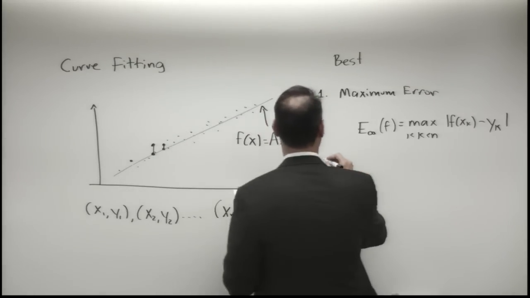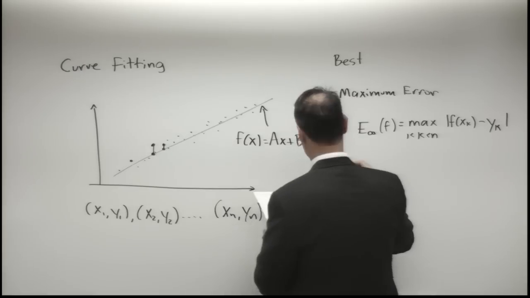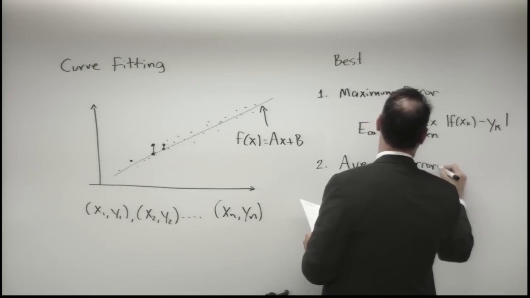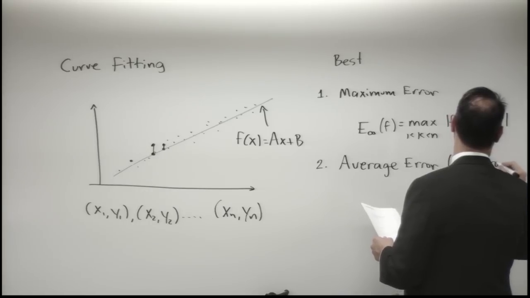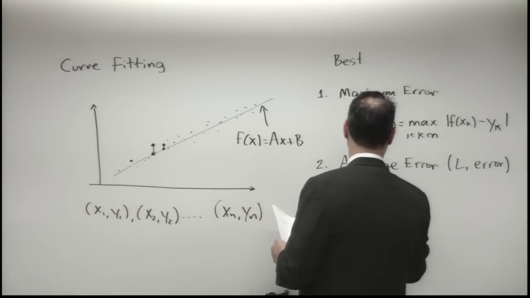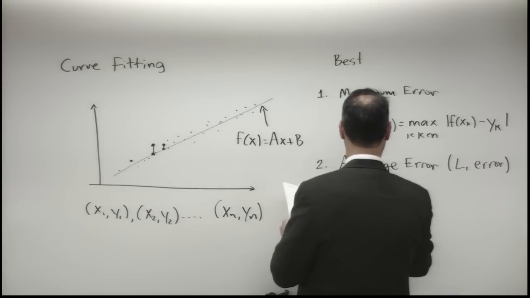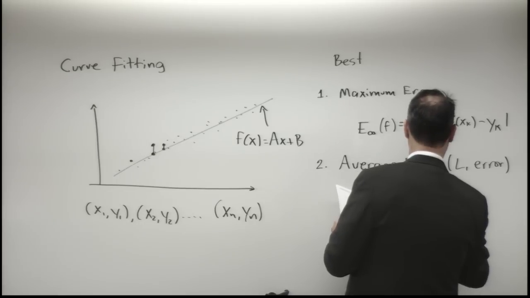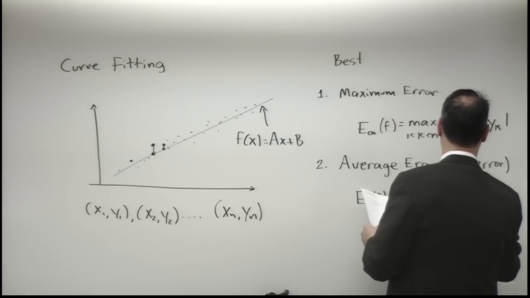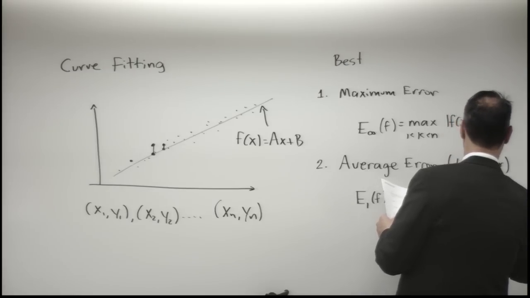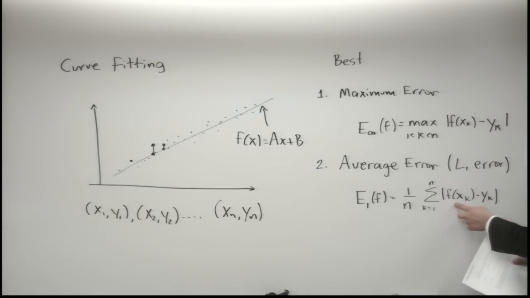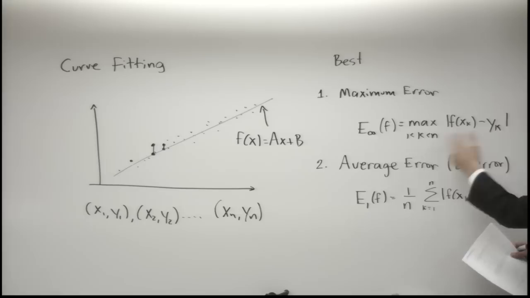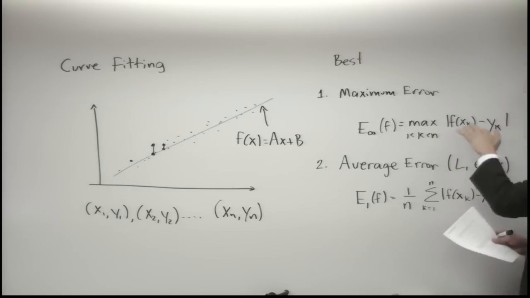Second, another possible error measure is called the average error, sometimes also called the L1 error. And this is defined as the following. E1 for the L1 of f is equal to, here's what you do. You sum over all the points, so you take your point minus the data point, so this distance. It's the same like this, but here what it's just saying is find which point has the most error and try to make that minimal.